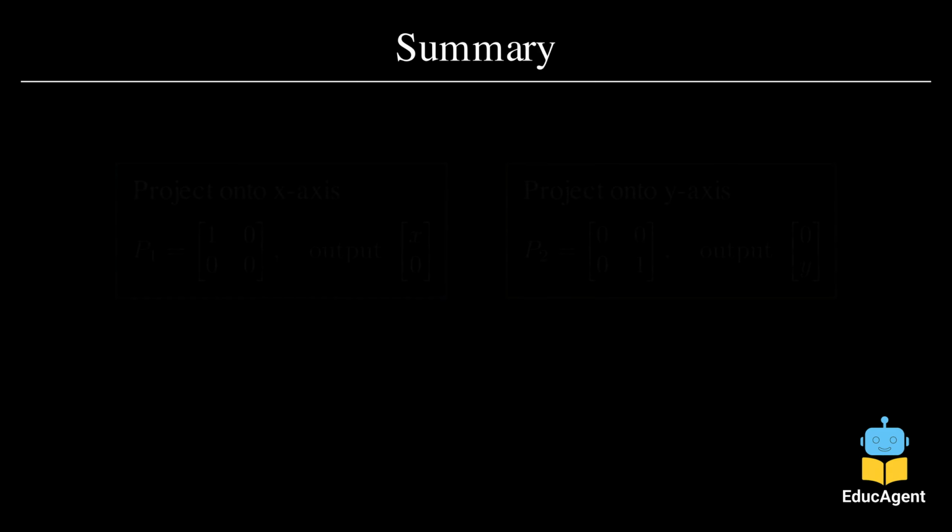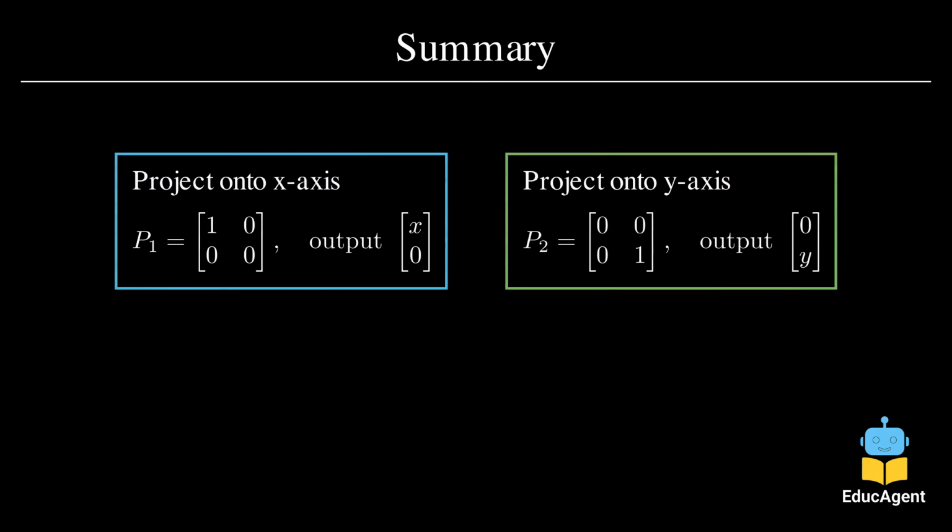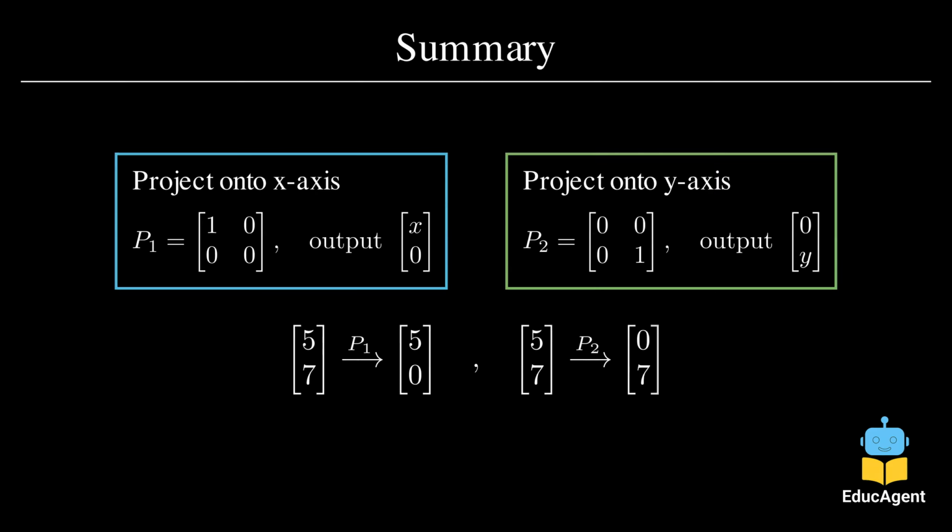The identity entries keep a coordinate. The zeros erase a coordinate. Our test vector confirms the meaning of each projection.